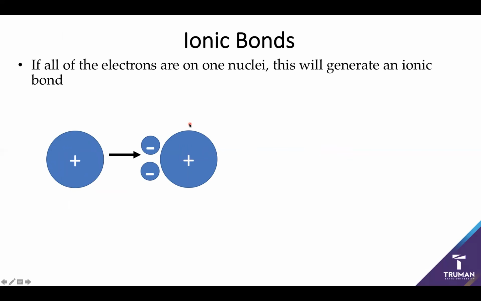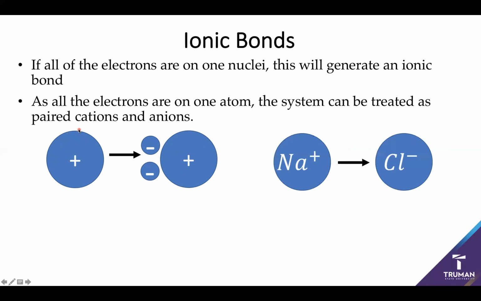So if all of the electrons are on one nucleus, this generates what's called an ionic bond, because this whole complex has a net -1 charge. This guy has a positive charge. So that positive charge is going to follow the negative charge. And in terms of a molecular species, what we can do is essentially treat these as paired cations and anions. This nucleus has lost its electron, so it has a positive charge. This nucleus has gained an extra electron. So I've got a free cation and a free anion. And these are going to pull each other together and stay as close together as possible.